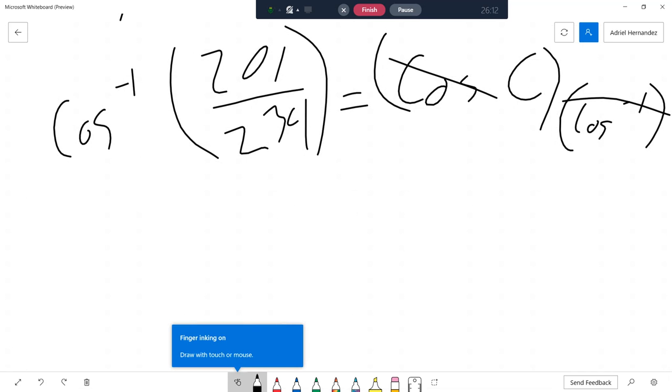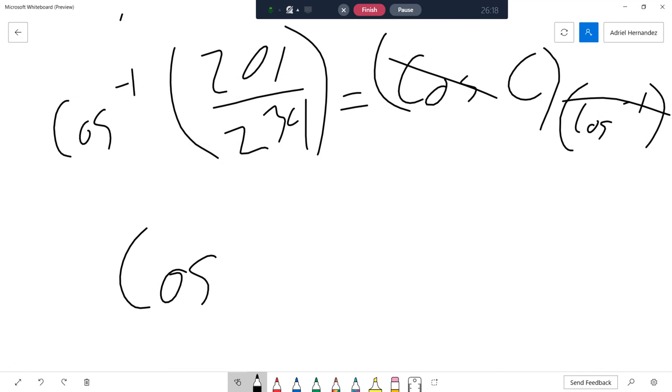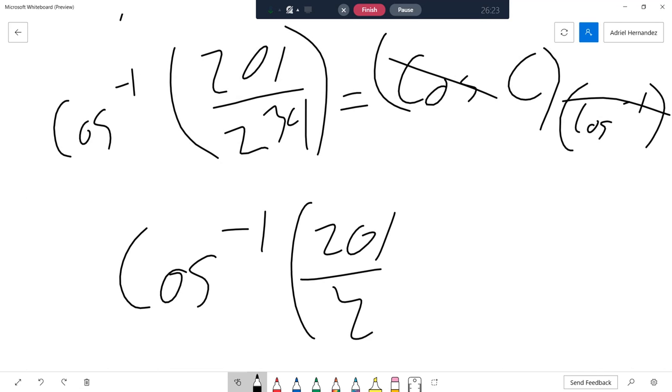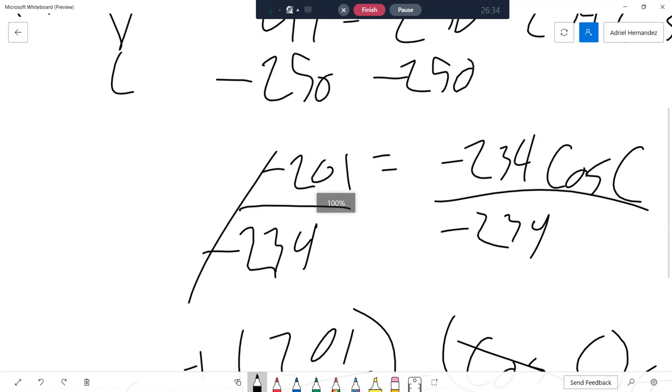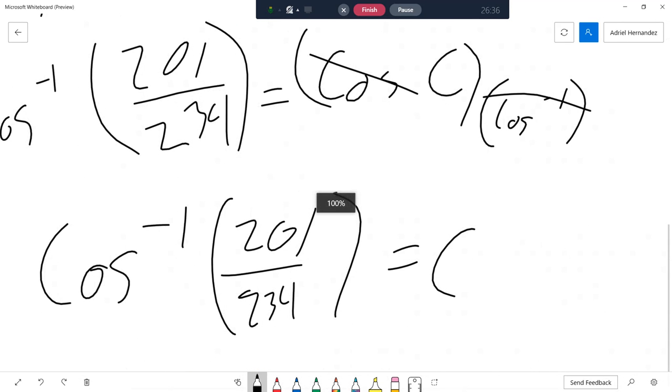And yeah, you can write it. Oh, I didn't write down the 10 digits, so I'm not going to do it here. So C would equal 201 over 234, which equals angle C. So that'll just give you one of the angles, and then like I said, you can just go back and use the law of sines and all that jazz.